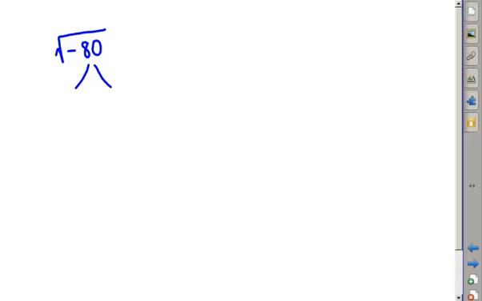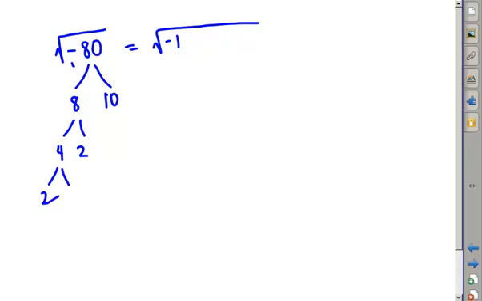Let's break this apart. First of all, I know underneath here I'm going to have negative 1. Let's break apart 80. It doesn't matter whether you do 2 and 40, or 4 and 20, or 8 and 10. You're still going to get the same thing at the end. We're going to do 8 and 10. All right, let's break apart the 8 into 4 and 2. 4 times 2 is 8. Break apart the 4 into 2 and 2.